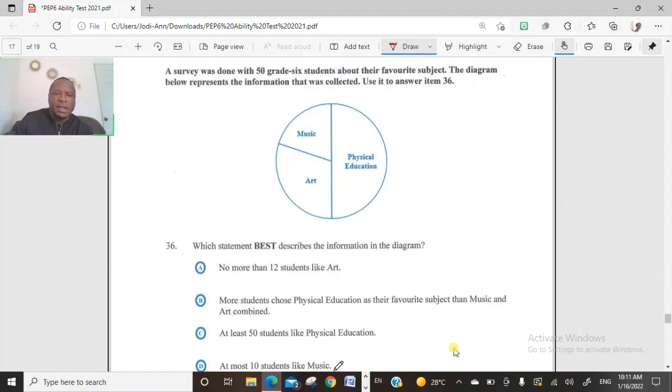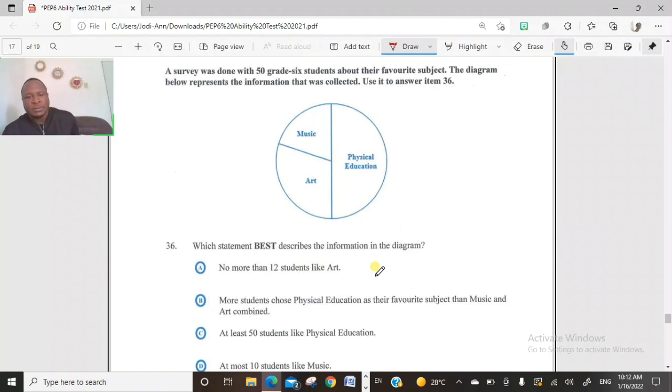Let me see if I can zoom this out so we can see the entire question. A survey was done with 50 grade 6 students about their favorite subject. The diagram below represents the information that was collected. Use it to answer item 36. Looking at the pie chart, we see music looking less than a quarter, and art looking more than a quarter. Physical education matches about a half. Which statement best describes the information in the diagram?